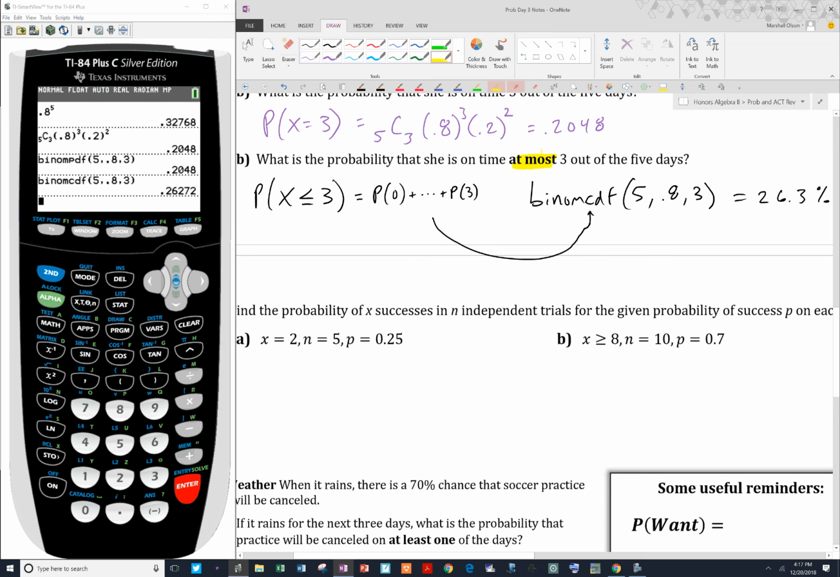What I was starting to set up there by accident was when you're asked at least something, then we're going to want to subtract that from 1. We'll see that in an upcoming example, but I'm going to have to do that in a different video.